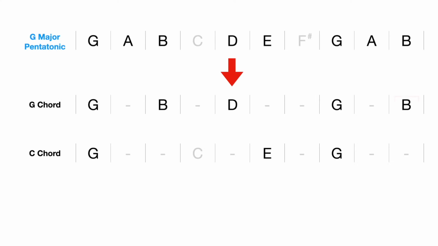So we can get quite a lot from just one target note, but of course we want more options than this. So now over the G chord, let's try targeting a B, the major third, and for the C chord we'll keep on targeting that G. Now keeping the target notes close together like this is great for maintaining a natural sense of melody.